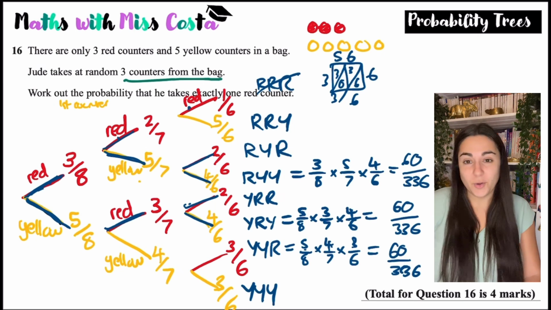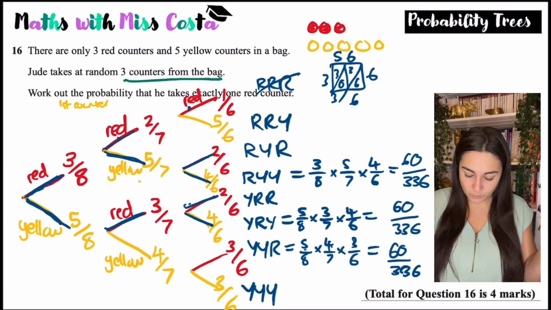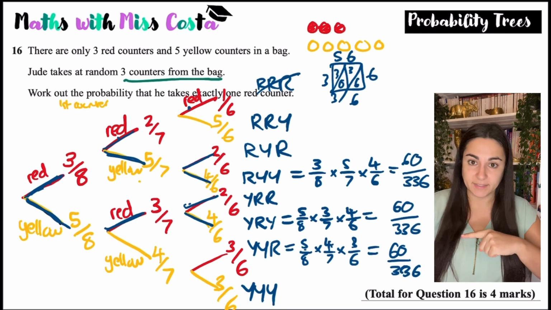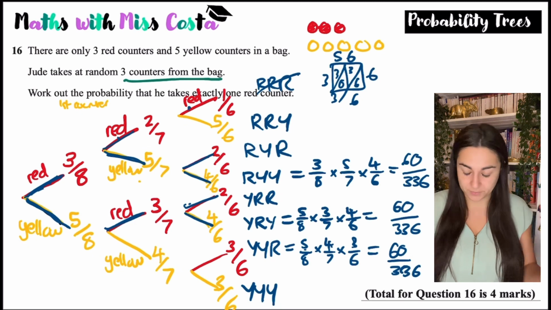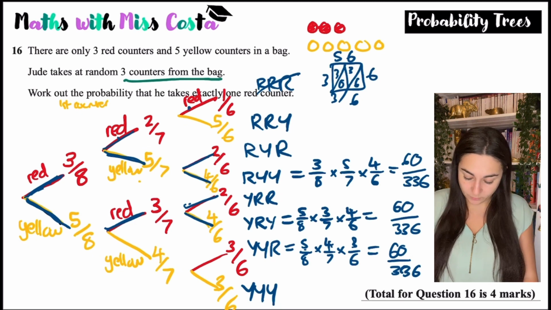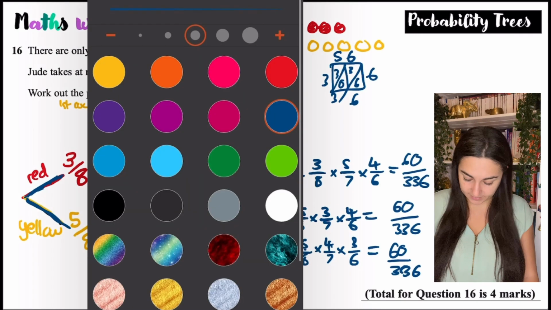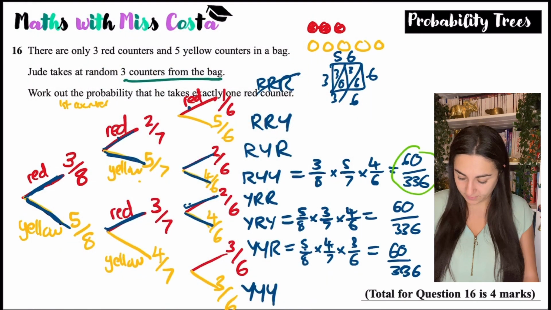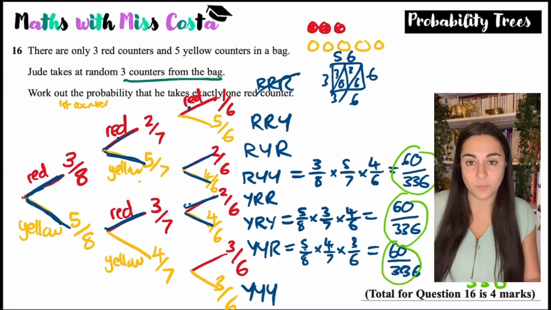Okay, so what we do when we do a probability tree, we obviously draw it all out first. Then we see which routes would satisfy what they want. So they want to know the probability that he takes exactly one red counter. And then once we've worked out what that probability is, we add them together. So we'd add 60 over 336 plus 60 over 336 plus 60 over 336, which would give you 180 over 336. So that is the probability that he takes exactly one red counter.